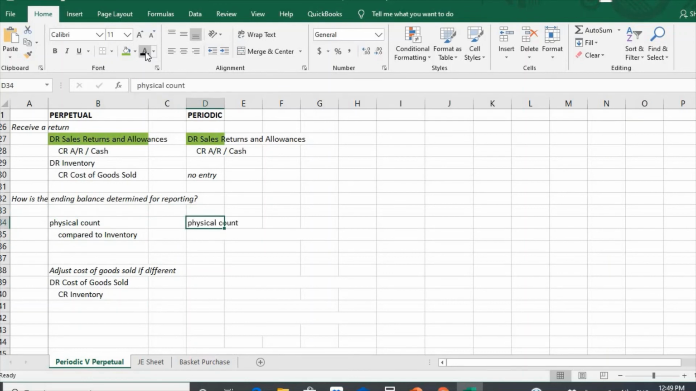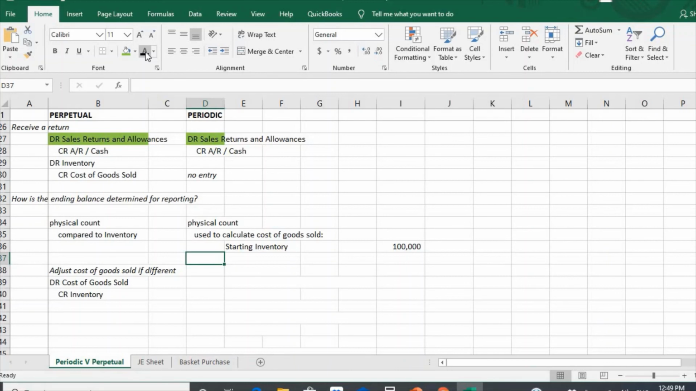Under the periodic system, we absolutely have to do a physical count. And in fact, without that physical count, we can't calculate the cost of goods sold. Once we have that physical count, we're going to take all of our temporary accounts and we're going to figure out what the balance is. So we start off with the starting inventory. Remember, that's that dusty old number from the beginning of the year. So this is what we said we had left over the last time we did our updates and we went out and did a physical count.